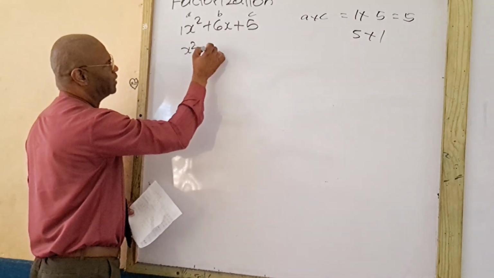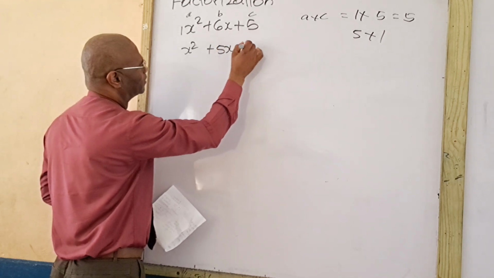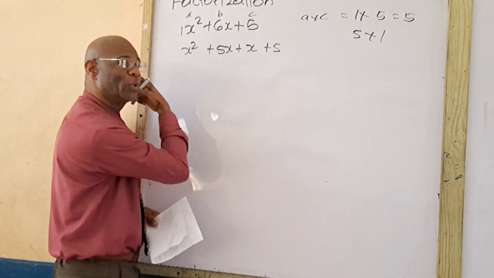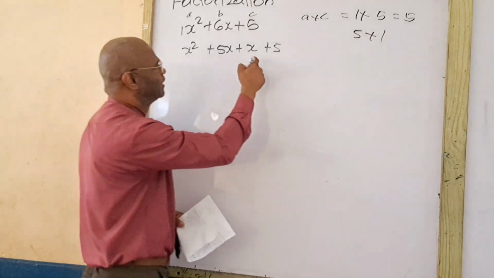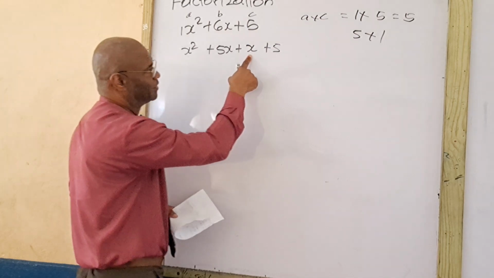So x squared plus 5x plus x plus 5. Now notice what we did. Instead of writing 1 here, we write x.